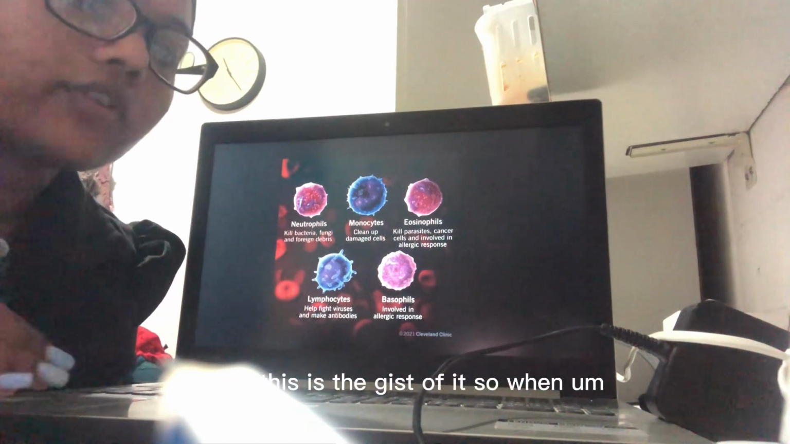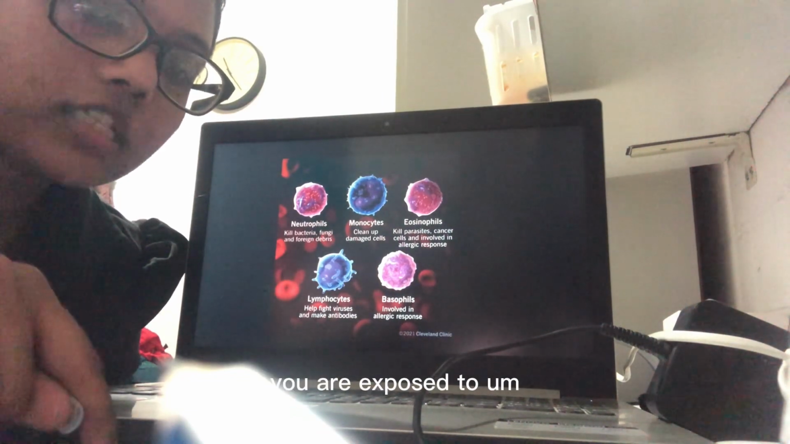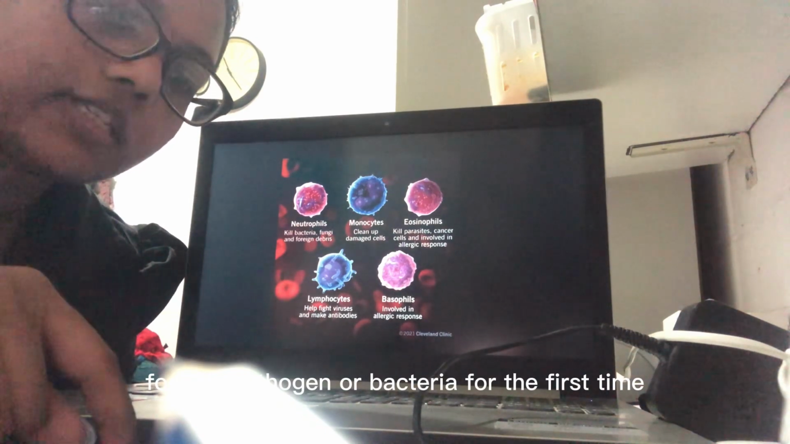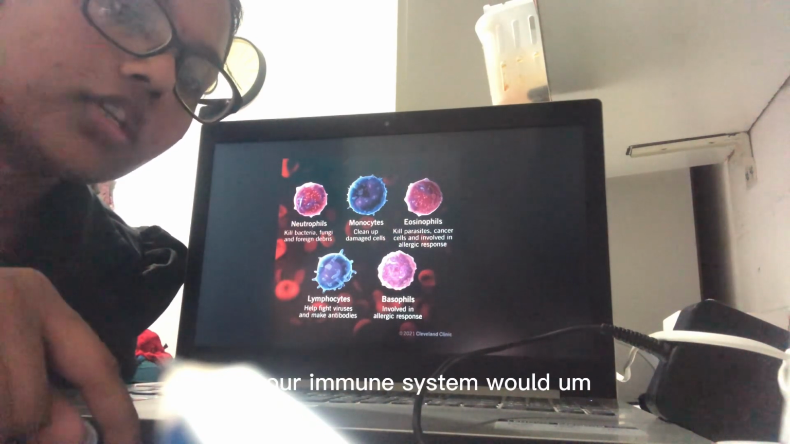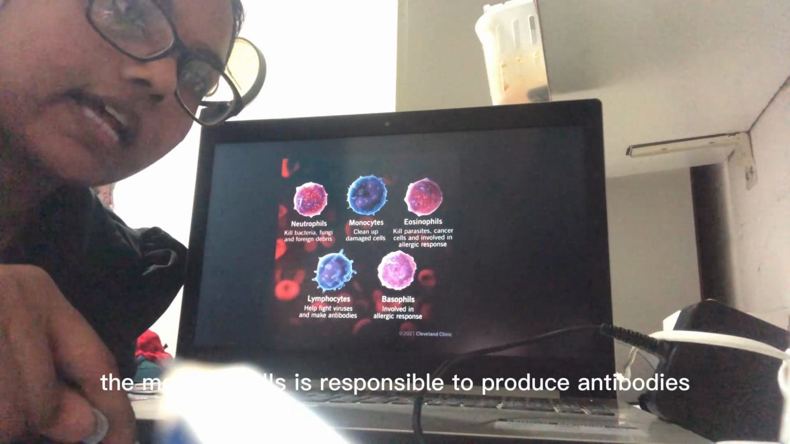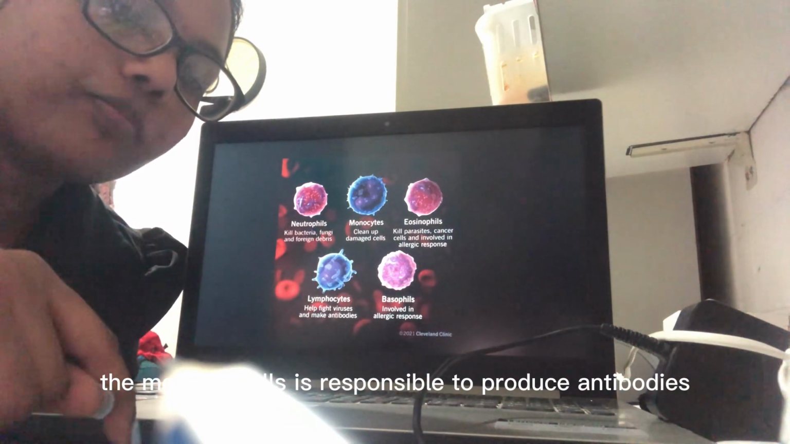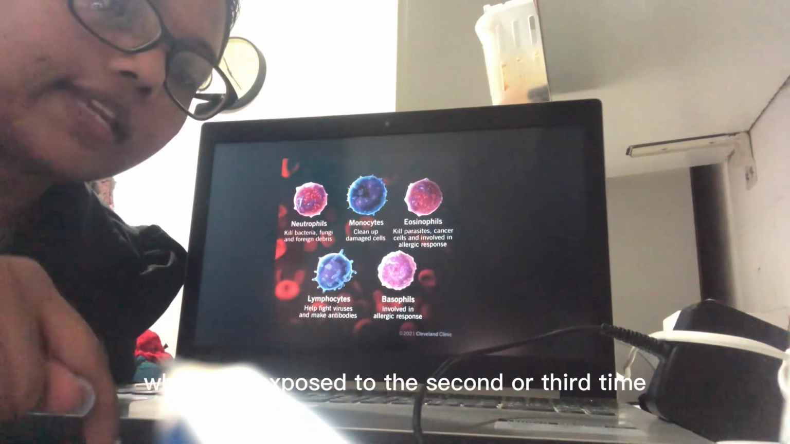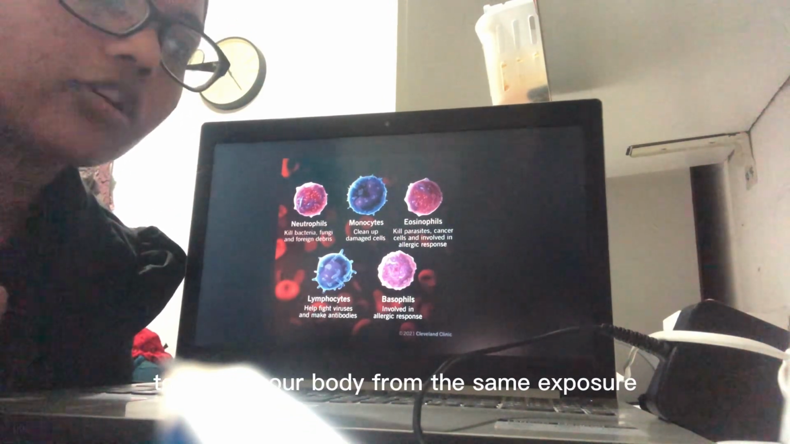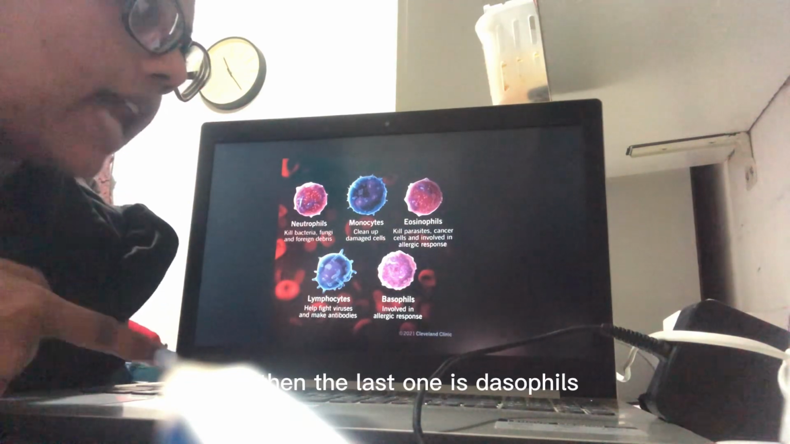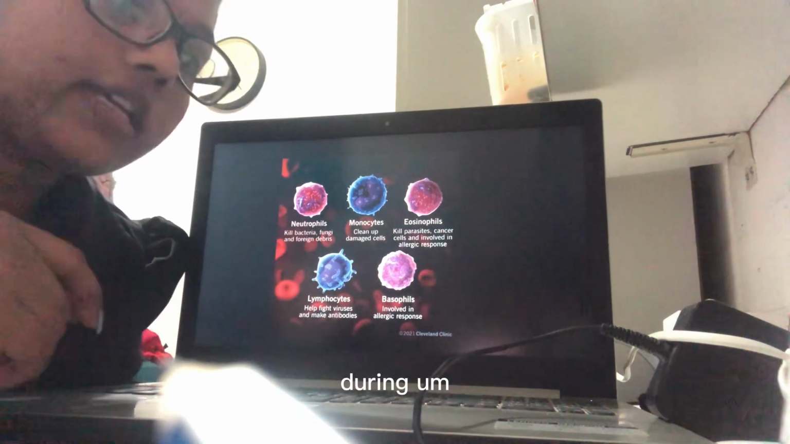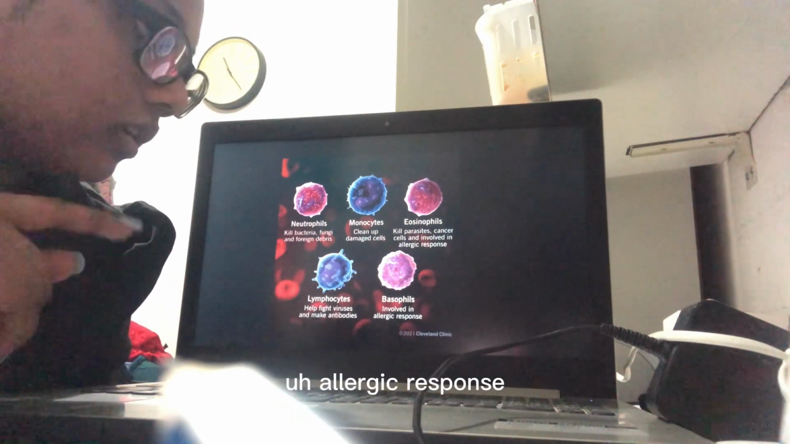So this is the gist of it. When you are exposed to a foreign pathogen or bacteria for the first time, your immune system produces cells called memory cells, and the memory cells are responsible for producing antibodies when exposed a second or third time, to protect our body from the same exposure. And the last one is basophils. The level of basophils would also increase during an allergic response.